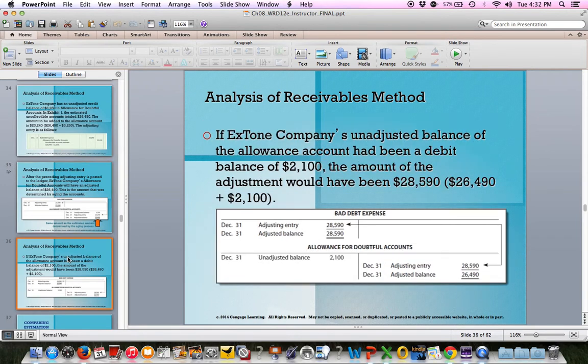It says if Extone Company's unadjusted balance of the allowance account had been a debit balance, we would add that. The amount of the entry would be 28,590, because we'd have a credit of 28,590 against the debit of 2,100 to get down to my ending balance of 26,490. So look at what is currently in the allowance account. If it's a credit, subtract it from our calculation. If it is a debit balance, add it to our calculation. We want to get down to that number we calculated, and whatever I need to get there is what I make the entry for. So I have to take into account what the existing debit or credit balance of the account is.